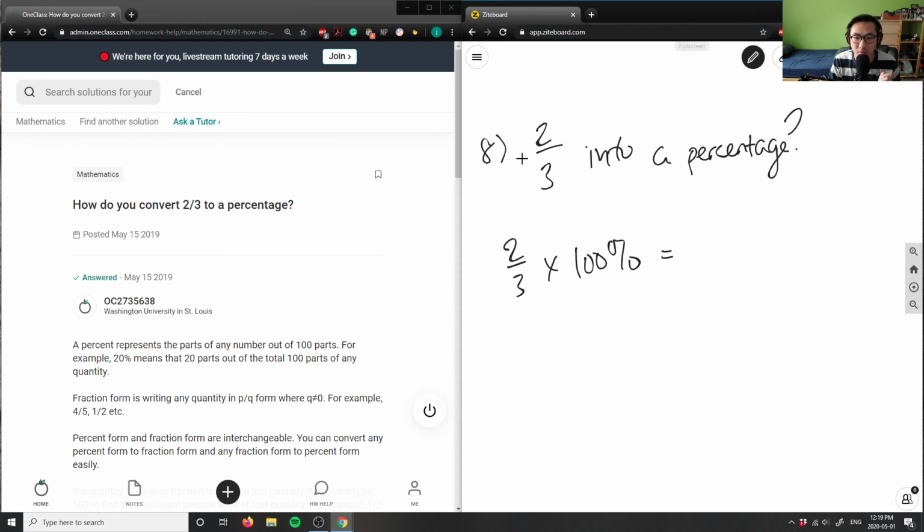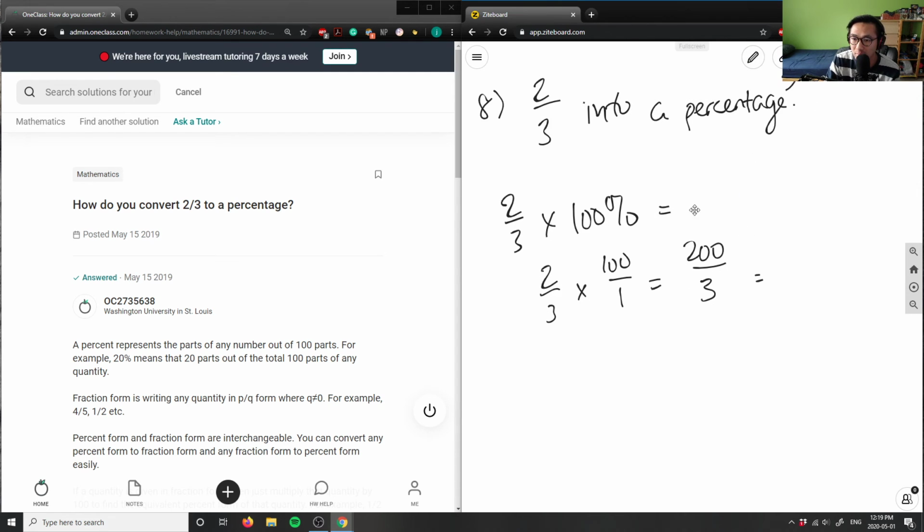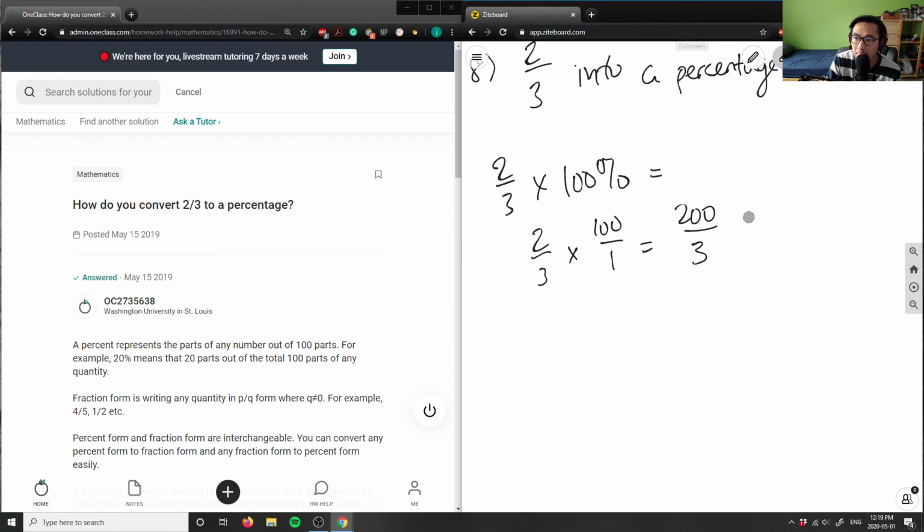So in this case, 100% is basically 100 over 1, right? So it's 2/3 times 100 over 1. So 2 times 100 here is 200 divided by 3. And I would have to figure out what this is in percentage, so I would have to convert this into a mixed fraction.